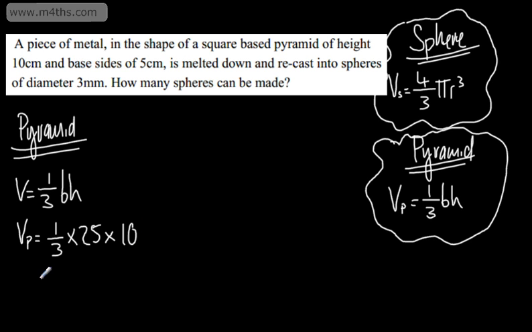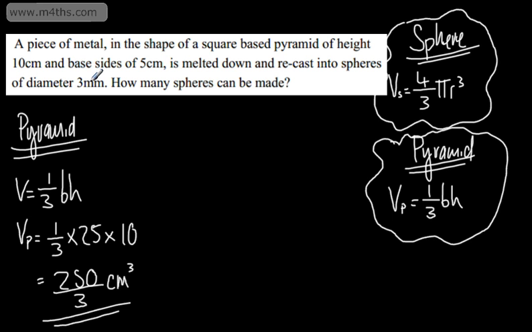So this gives me now that the volume of the pyramid is going to be 1/3 of 25 times by 10, which is 250 over 3, and that is going to be now centimeters cubed. So that answer is now the volume of the pyramid.